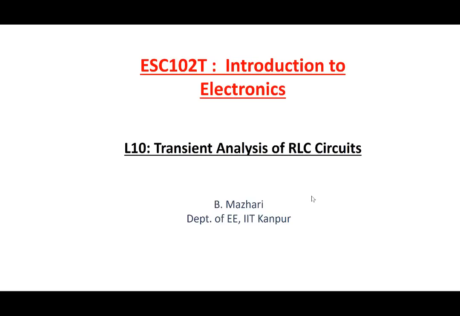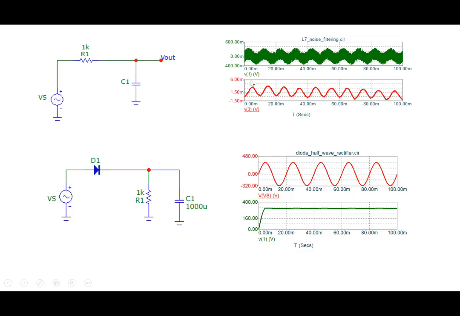Okay, so let's continue our discussion related to inductive and capacitive circuits. If you recall last lecture, we saw that even simple circuits have very useful properties. For example, the simple RC circuit here could remove lots of noise from a signal. And in this case, a parallel combination of R and C could help us to generate a constant DC value from a sinusoidal input, along with the rectifying characteristics of the diode.